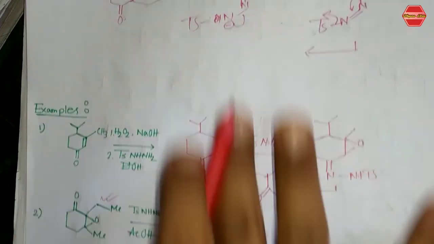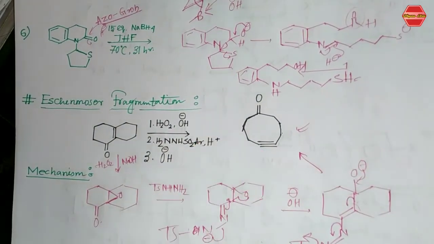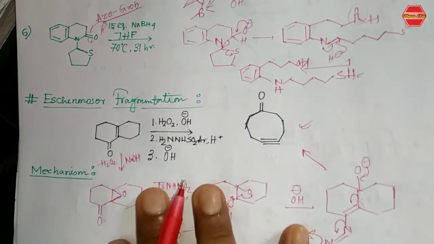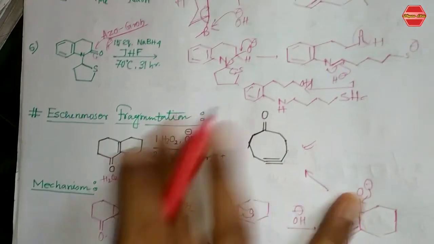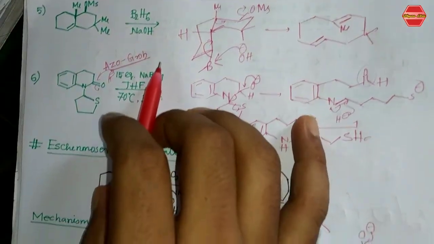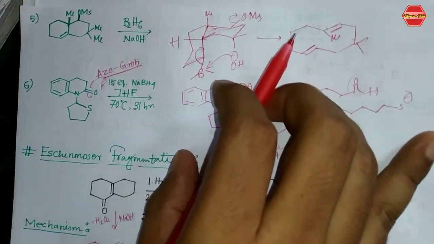So this is all about the Grob fragmentation as well as the Eschenmoser fragmentation, and I think I have covered all the topics, all the examples, and the probable questions. These two are very important, so these two may come in upcoming examinations.